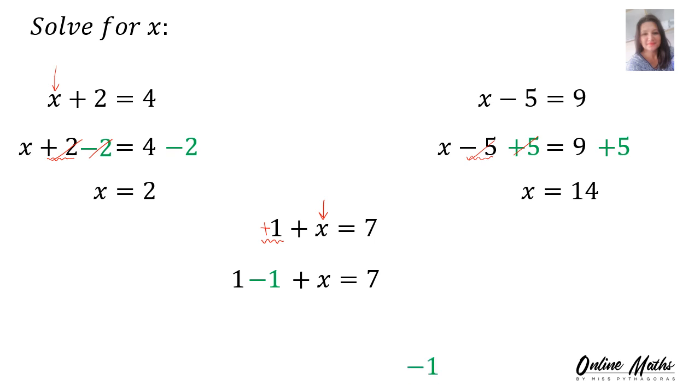What I do on the left, I do on the right. So I will also subtract 1 on the right hand side. And then 1 minus 1 will cancel, and I'm left with x is equal to 7 minus 1 is equal to 6.